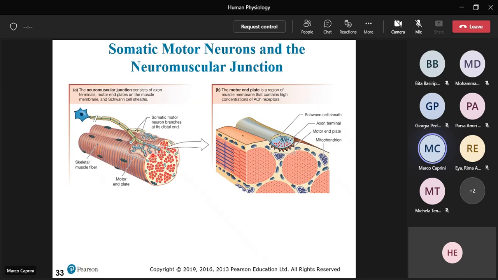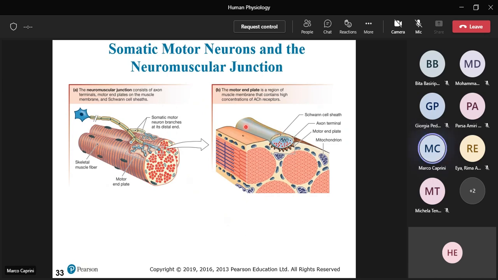Neuromuscular junction or motor end plate. If we analyze the motor end plate in panel B deeply, we can see the structure of the neuron, the branches of the neuron that are in contact with the muscle. And here we can appreciate the Schwann cell sheets all around the neuron.